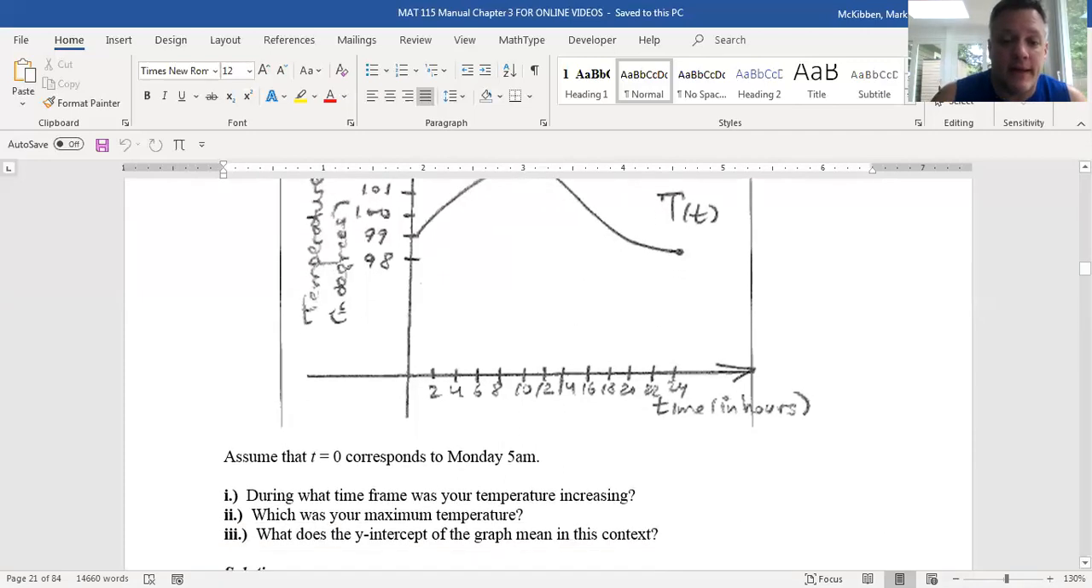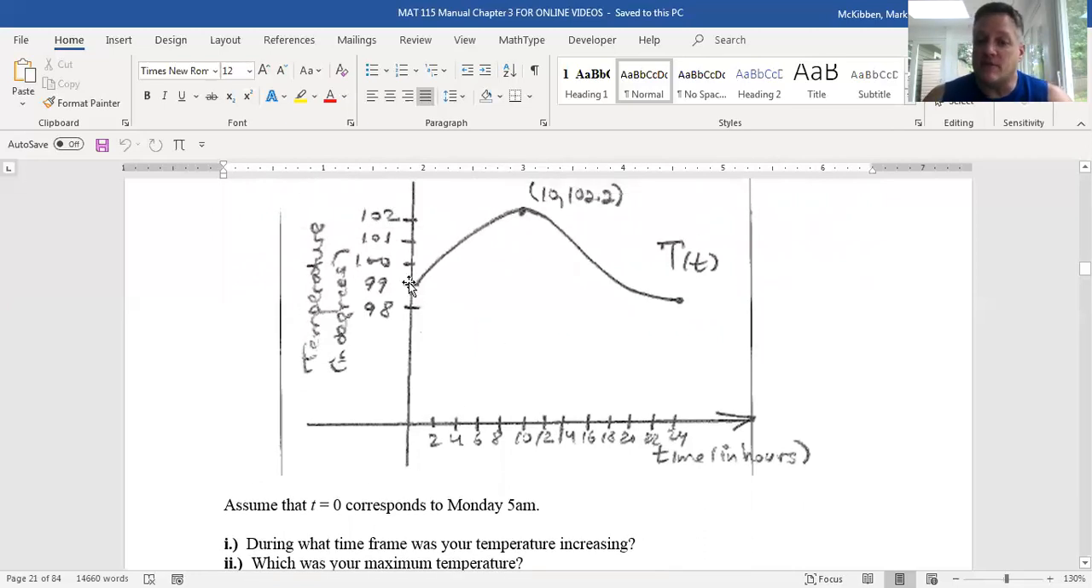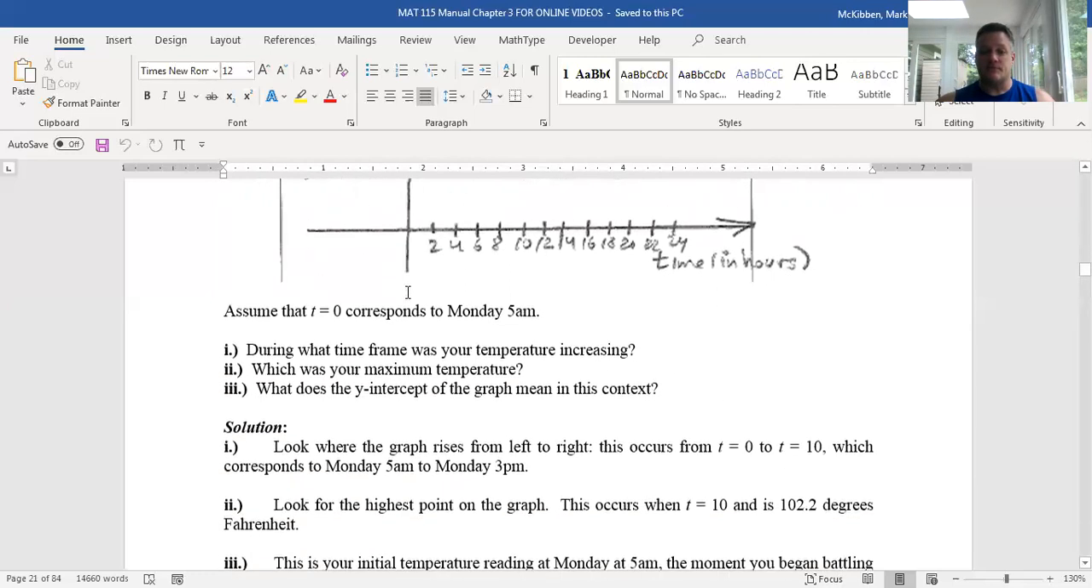And then the third question is, what does the y-intercept of this graph mean in context? Remember, the y-intercept is the intersection of the graph with the y-axis. But on the horizontal axis, t equals 0 corresponded to 5 a.m. on Monday. So this point, which is 0, 99, is your body temperature in degrees at 5 a.m. That's what that means in context.